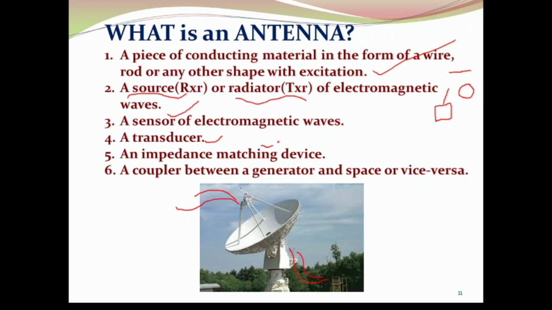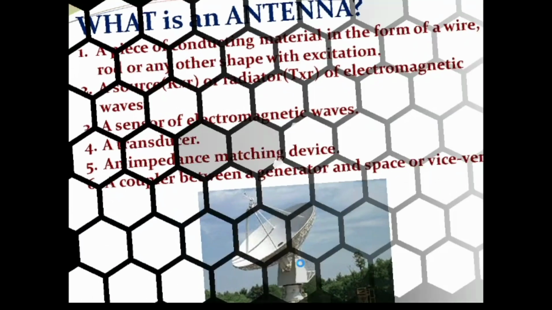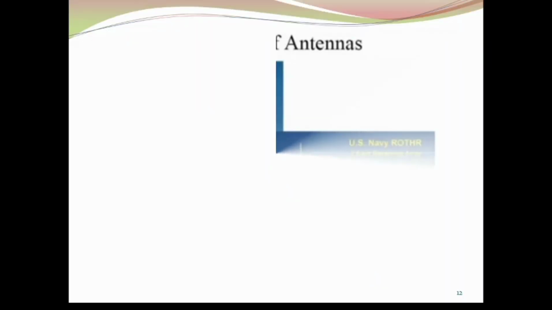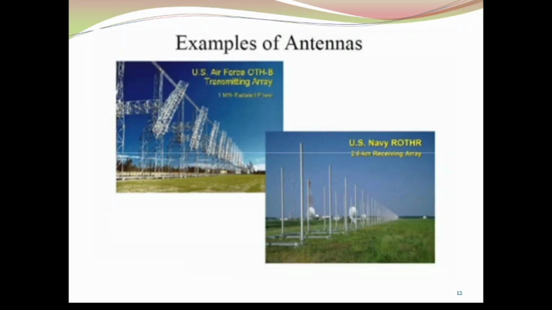Antennas can match the impedance, right? Antenna is going to match the impedance of free space to this information. We can say it is an impedance matching device. Antenna is a coupler. It is going to couple the information from the generator to free space, or from free space to the generator. So we can say it is a coupler. Clear? So antenna is nothing but any shape of metallic piece, metallic rod, metallic wire. It's going to sense electromagnetic signals. Clear? So here I would like to show some examples of antenna systems.